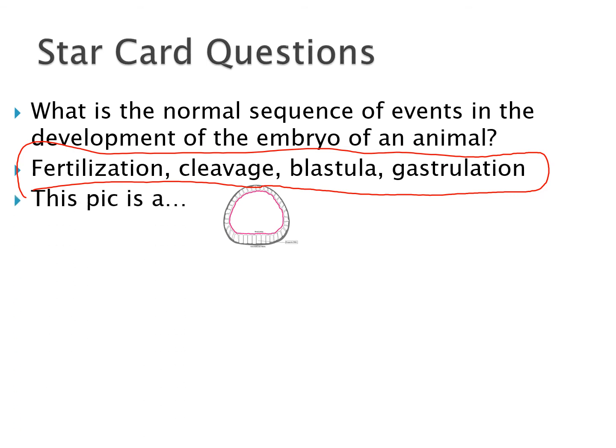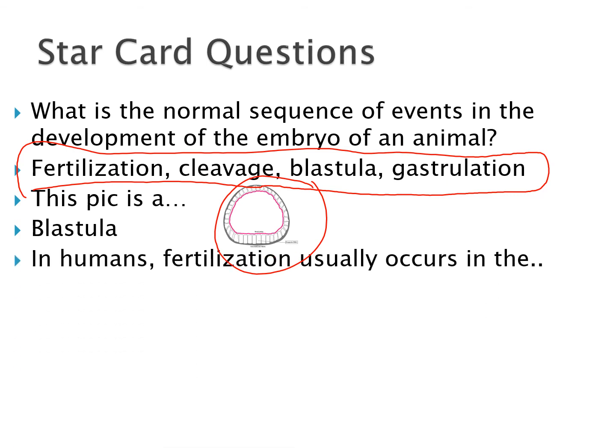This is a picture of what? A blastula. It does not have all the cells yet. It is building the cells. It's hollow. In humans, fertilization usually occurs in the oviduct or fallopian tubes, right?